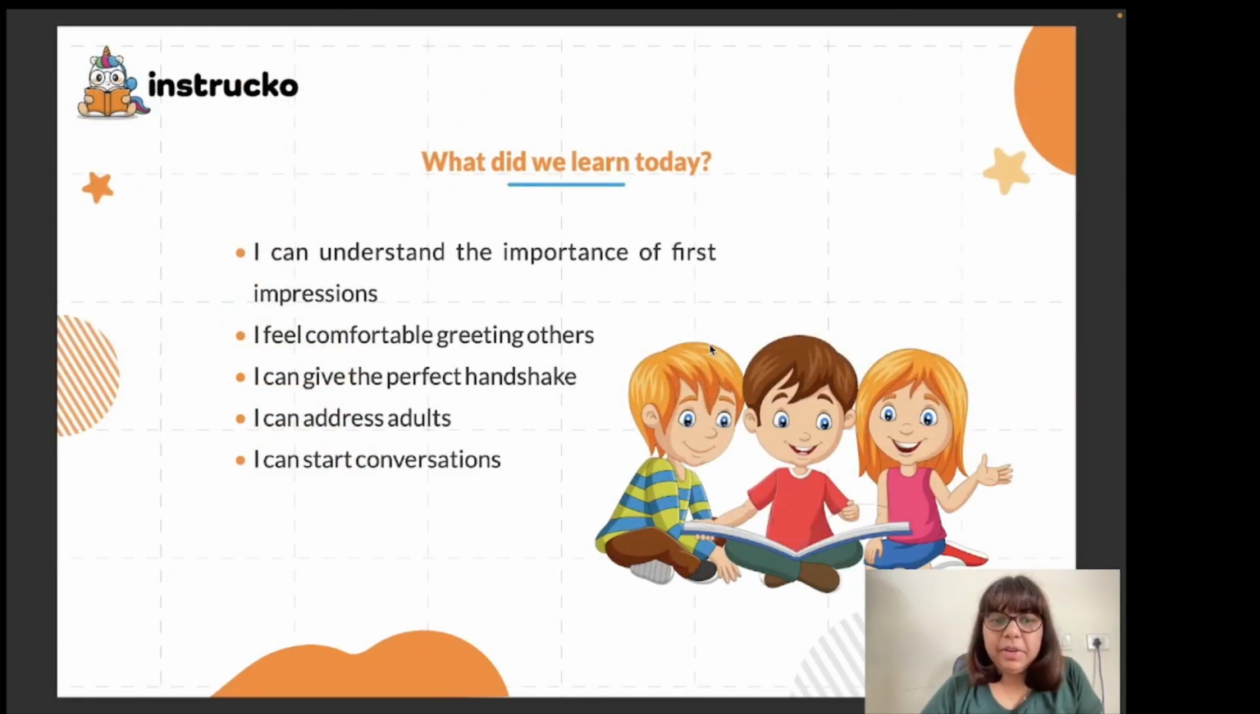Now, what did we learn today? We learned about the importance of first impressions. We learned about being comfortable greeting others, saying hello to other people. Now, we learned how to give the perfect handshake. We extend the hand, shake it 2 or 3 times, and then take it back. No long, lingering handshakes where you just hold hands and wait for the day to go by. No, that's not acceptable. Or no very tight or very limp handshakes. It should be a good, firm handshake.